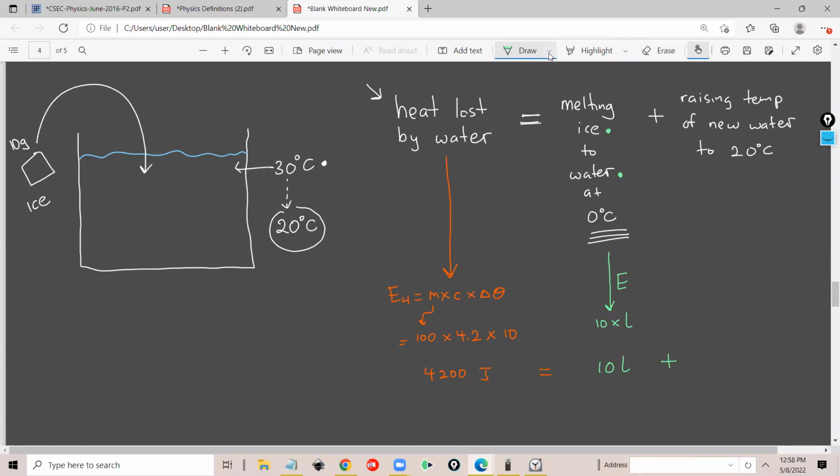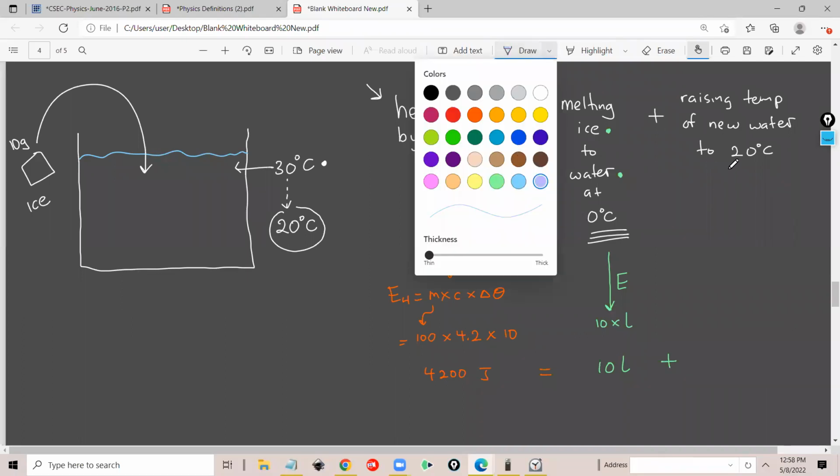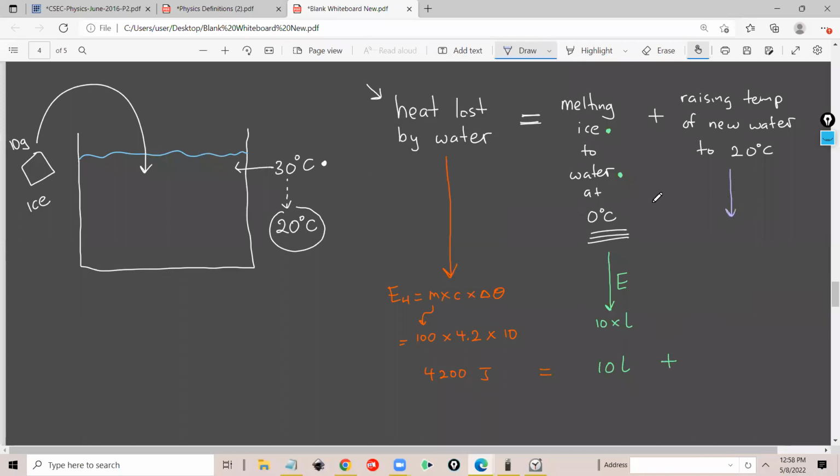we have to raise the temperature of the new water, right? From 0 all the way to 20. Now that seems like no change in state, because it's cold water changing to slightly warmer water. So let's see what we get here. We have to use this formula again. EH is equal to mass by C by change in temperature. The mass of this new water is 10. It's water, so the specific heat capacity is 4.2, and the change in temperature is 20. It went from 0 to 20. Let's calculate that. 10 by 4.2 by 20, 840.